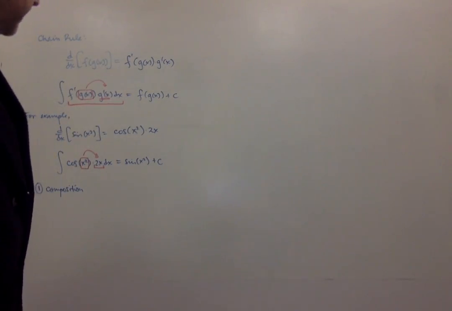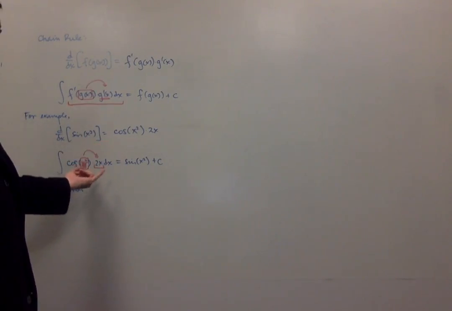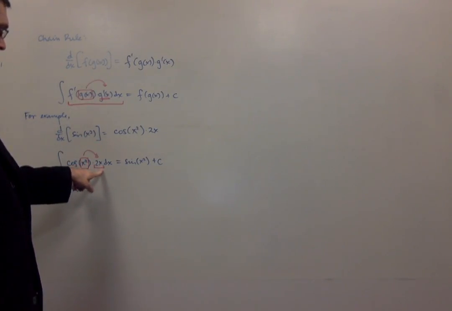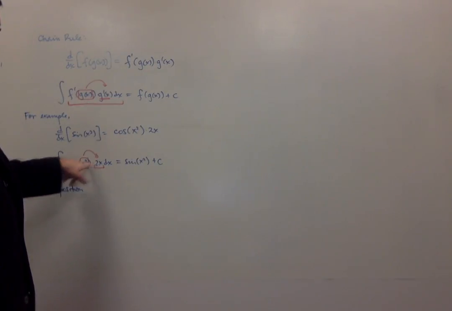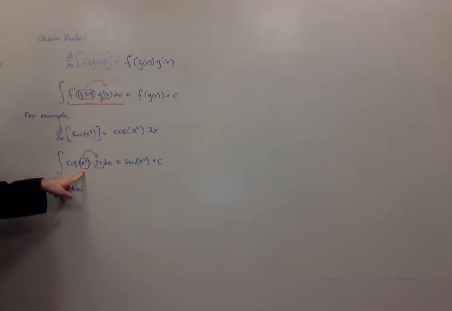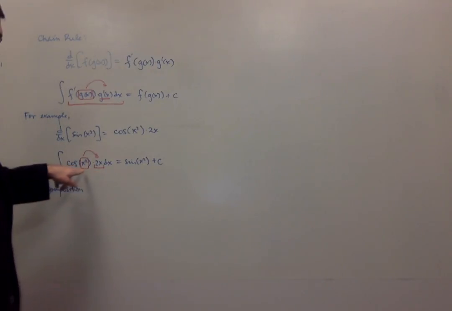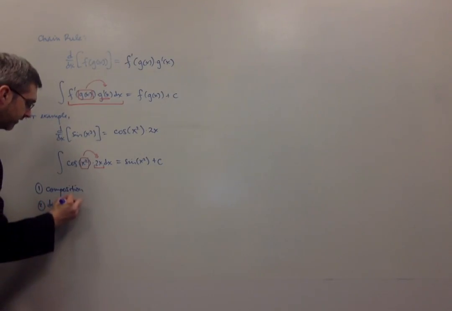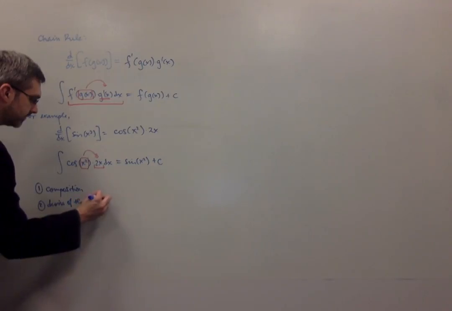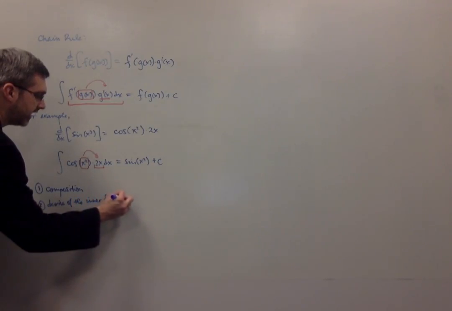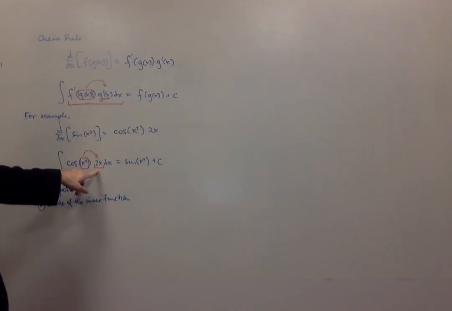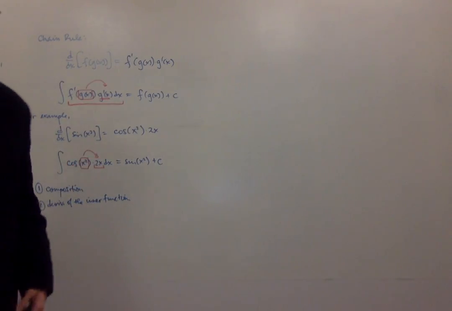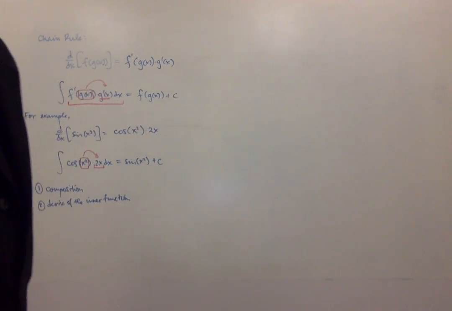The other thing that you're seeing when we did this reversal is that I have something in the integral that's the derivative of the inner function. You see that? The 2x is the derivative of the inner function. So I see the derivative of the inner function sitting there in the integral, and that is a clue to me that there's kind of an inverse chain rule going on, okay?